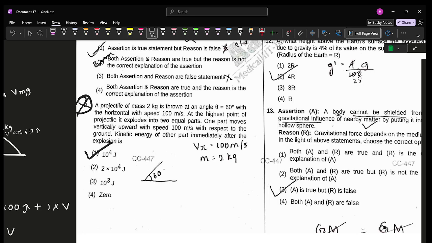And conservation of momentum, I have to do v cos theta i cap. This is going to be 100 j cap plus 1 into v. So v is going to be 100 root 2 i cap minus j cap. So kinetic energy is going to be half into 1 into 100 root 2 whole squared. I'll get 10 power 4 joules.